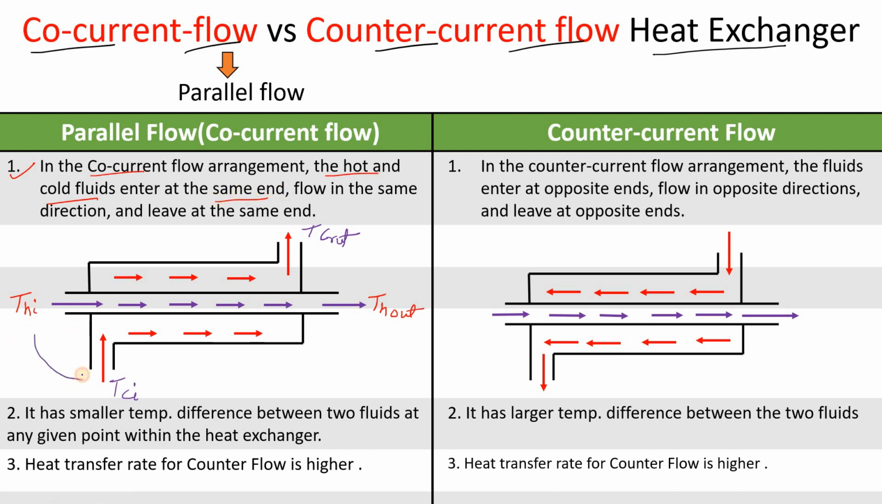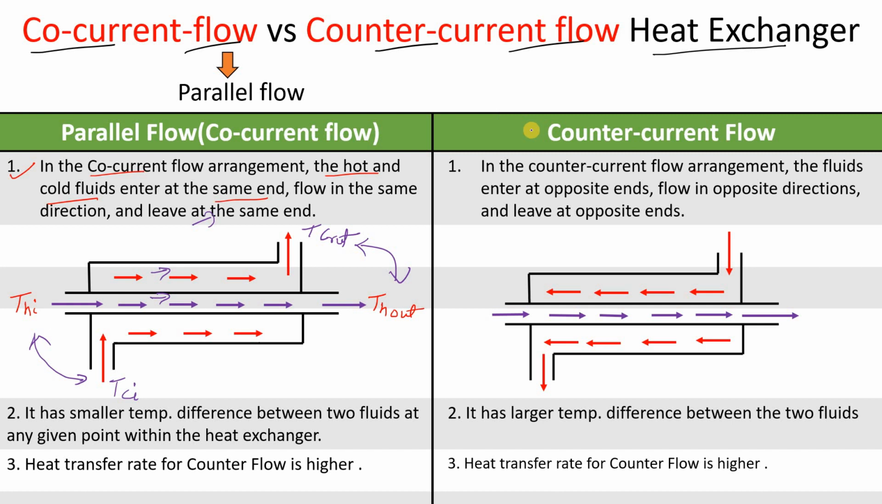So this is your end, right? Flow in the same direction. Now they both are flowing in the same direction from left to right, and you can say both are flowing in a parallel direction. That's why it is also known as the parallel flow pattern in a heat exchanger, and they leave at the same end. So now you could see here the hot fluid out and the cold fluid out, so both leave at the same end, right? This is all about the co-current flow.